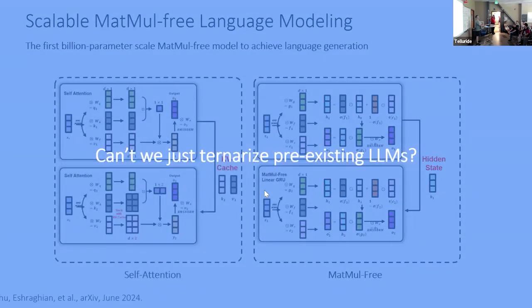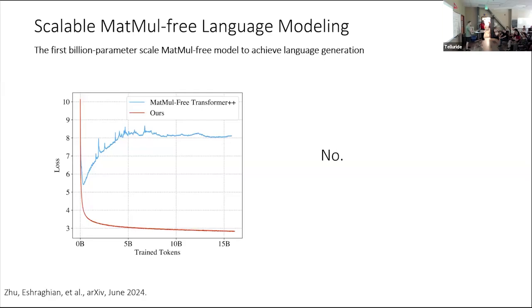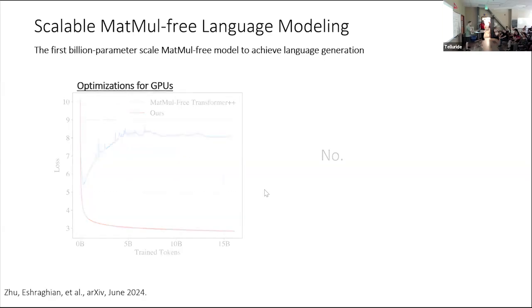Can't we just ternarize pre-existing LLMs to get rid of matmul operators? No. We used Transformer++ as the baseline for comparison. It's the backbone of a lot of state-of-the-art models, variants of it at least. So Llama 2, Llama 3, Mistral, and a few others. And much of the recent literature on linear recurrent models uses Transformer++, and that was not able to converge using the stated compute resources.